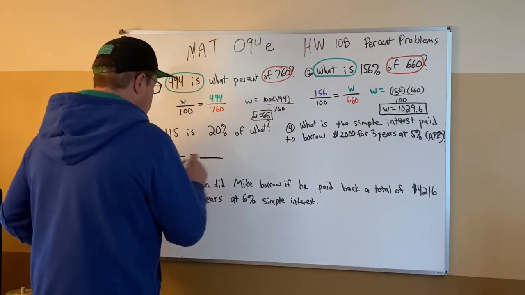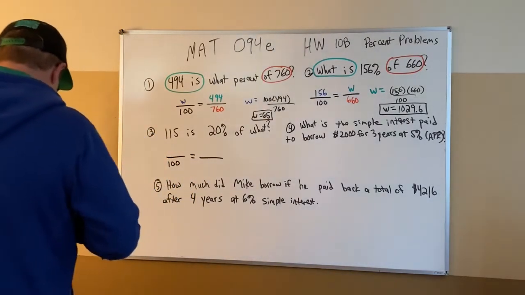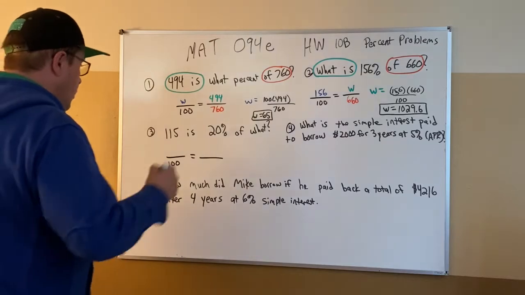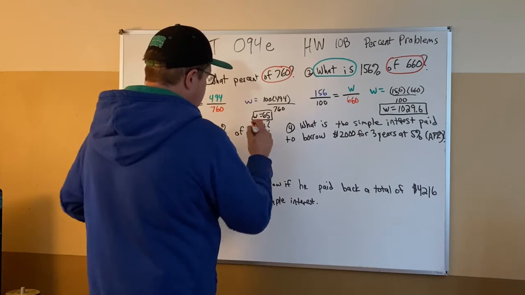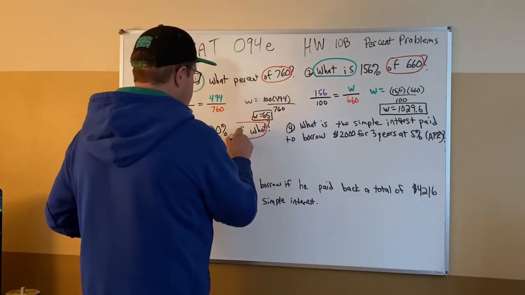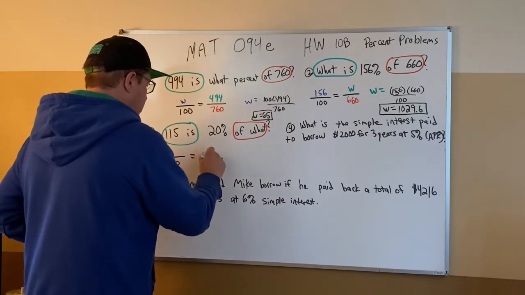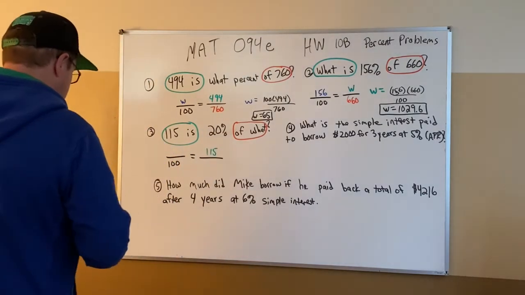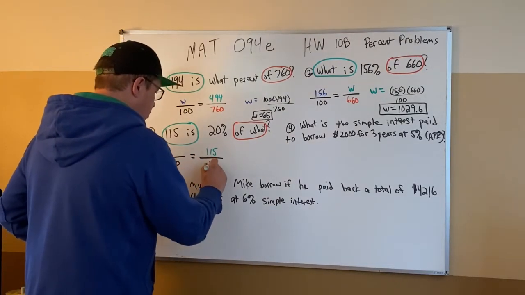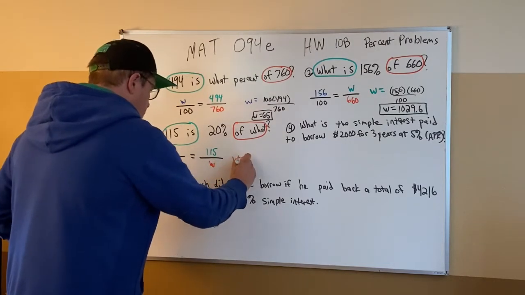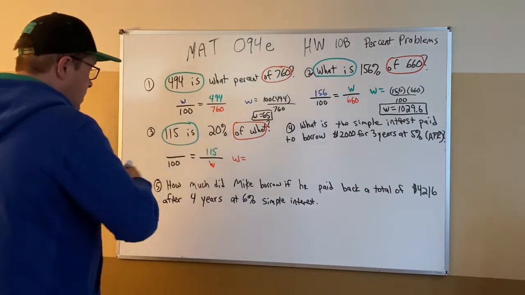Percent over 100 equals is over of. $115 goes with is. Coming back from the question mark, I see of what? So I've got my 115 is: percent over 100 equals is, there's my 115, over of. Now I have my of, where I don't know it: percent over 100 equals is over of. And my percent is 20%.